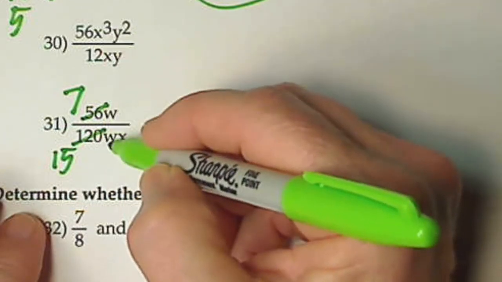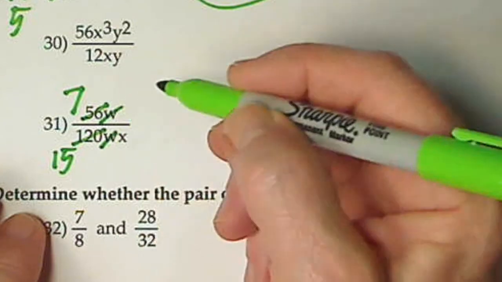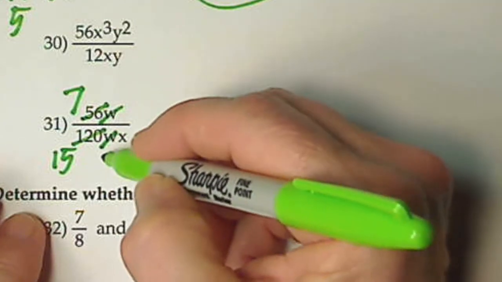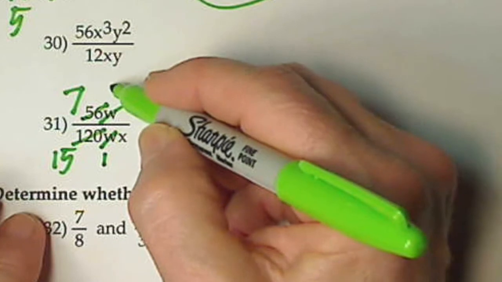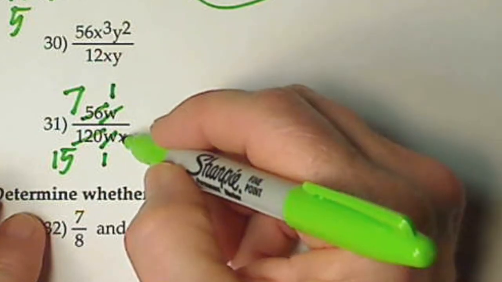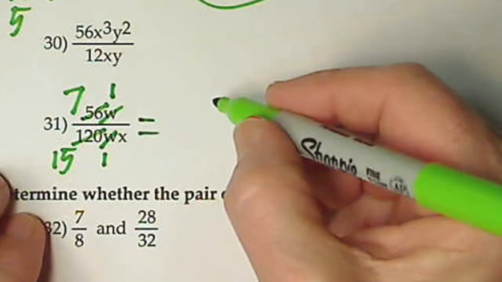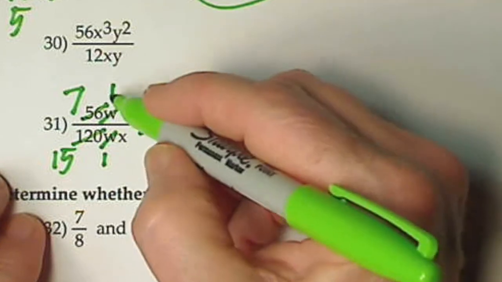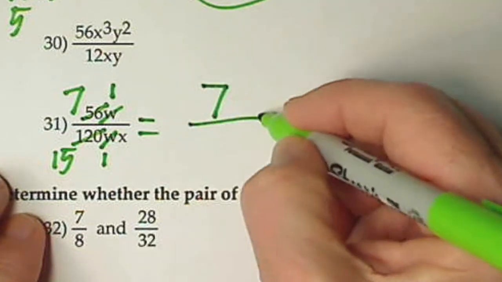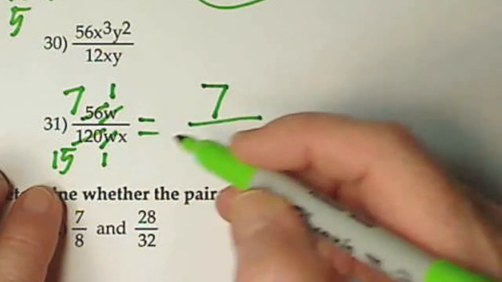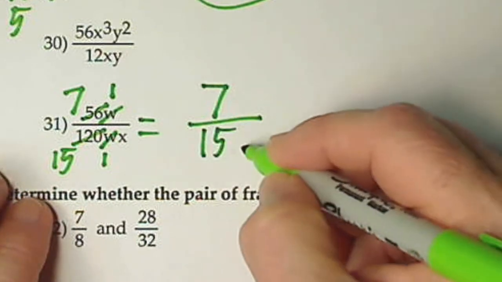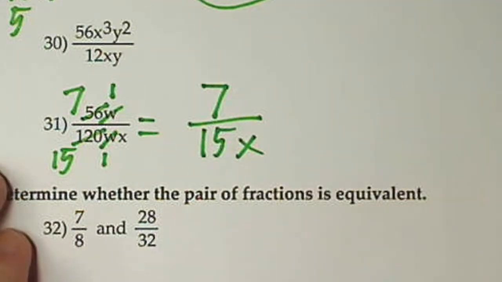W up top and W on the bottom, so each of these cancel. W goes into W once. W goes into W once. This x is left on the bottom. So you have 7 times 1, but I'm not going to bother to put that. 15 times x. All right, so that takes care of 2 of those.